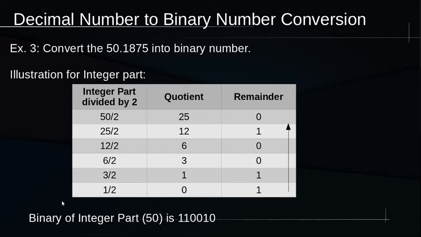Now our algorithm will halt because we get 0 at the quotient part. We read it from bottom to top. So 1, 1, 0, 0, 1, 0 is the binary equivalent of 50.